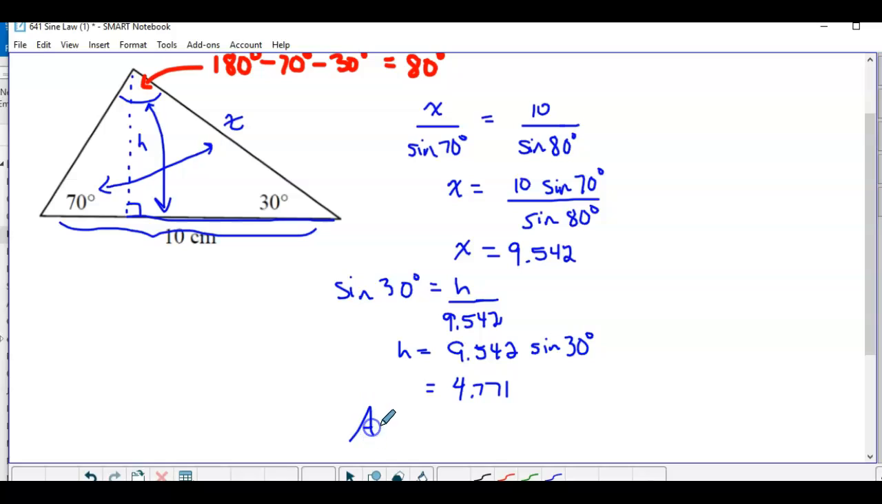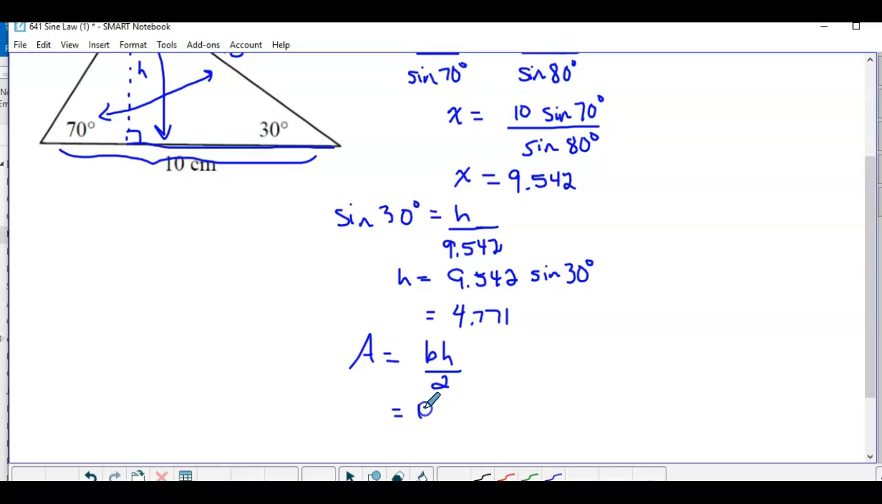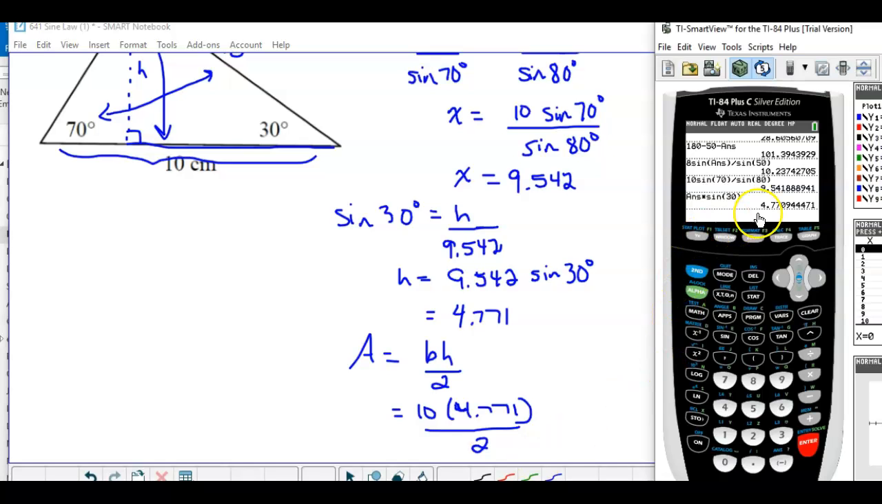Now we calculate the area of a triangle, which is base times height divided by 2. So our base is 10. Our height is 4.771, and divide by 2. Again, in your calculator, you already have that. Keep it. Use it. Now multiply that by 10. Order of multiplying doesn't matter. And then divide by 2. Okay, so 23.855.